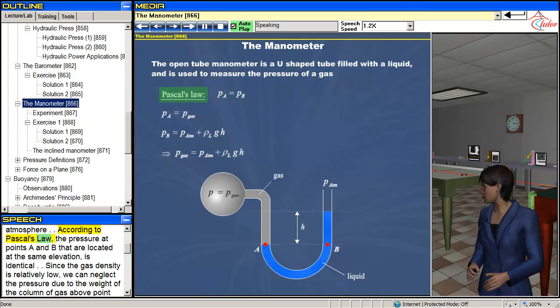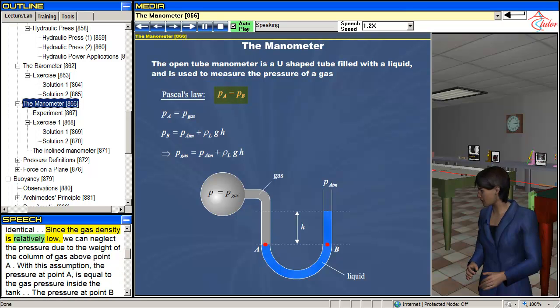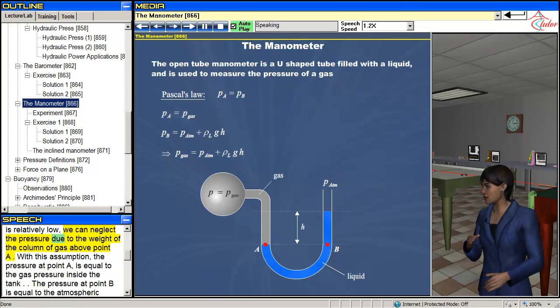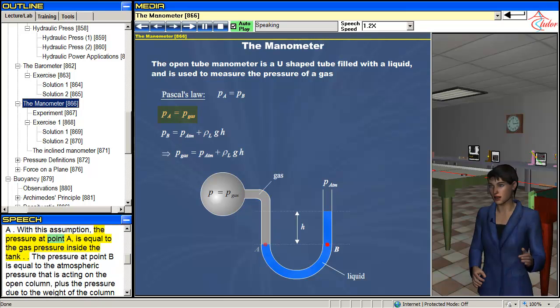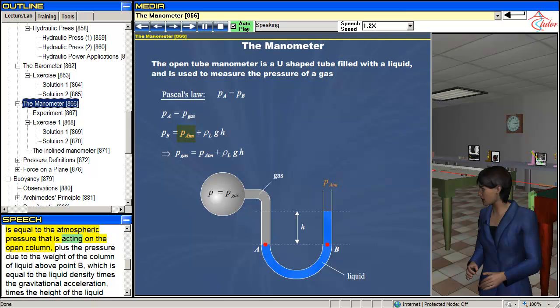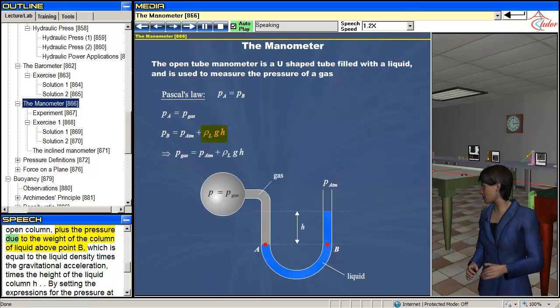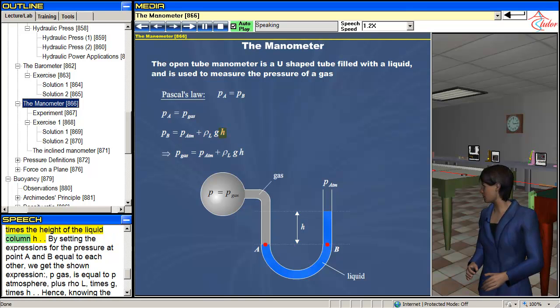According to Pascal's law, the pressure at points A and B that are located at the same elevation is identical. Since the gas density is relatively lower, we can neglect the pressure due to the weight of the column of gas above point A. With this assumption, the pressure at point A is equal to the gas pressure inside the tank. The pressure at point B is equal to the atmospheric pressure that is acting on the open column, plus the pressure due to the weight of the column of liquid above point B, which is equal to the liquid density times the gravitational acceleration times the height of the liquid column h.